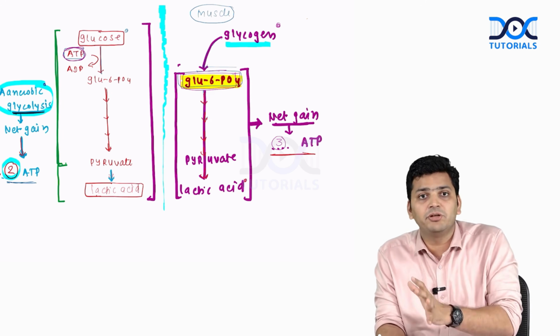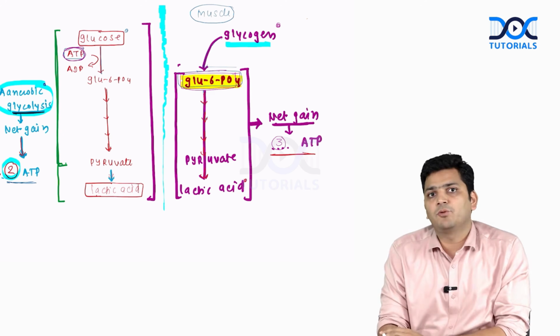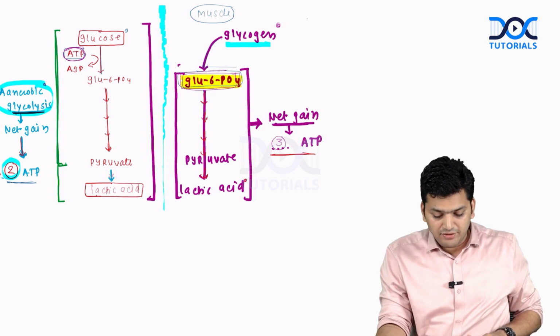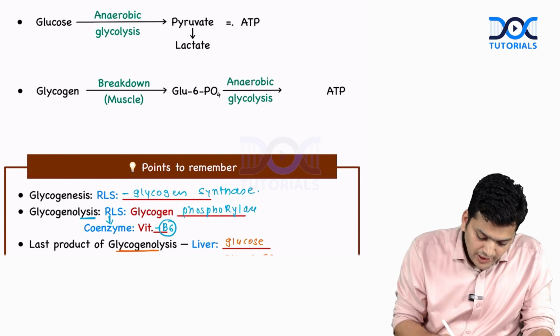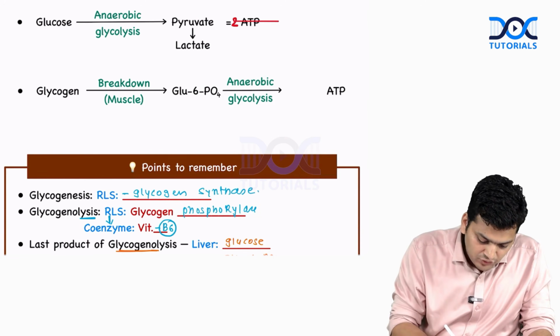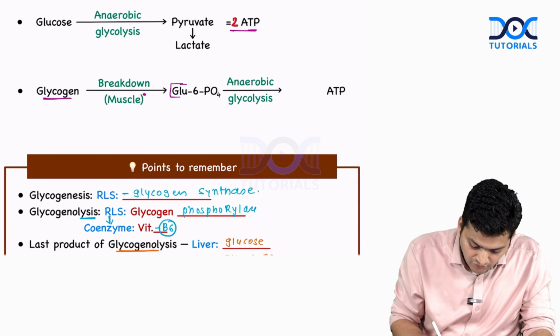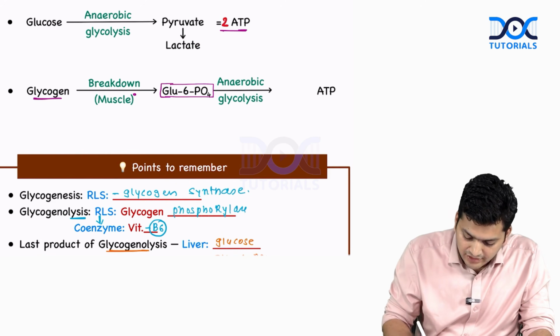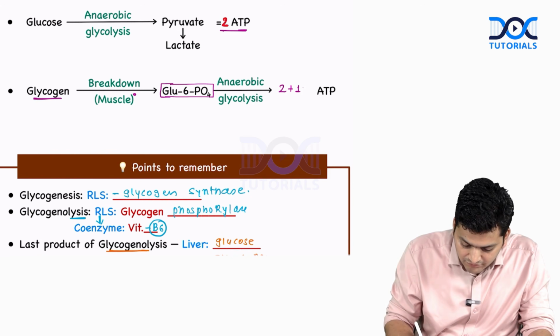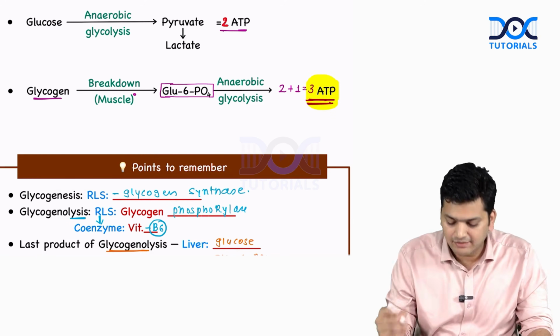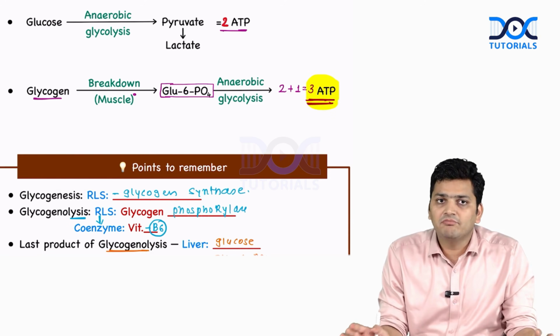So the net gain will not be 2, it is going to be 2 plus 1 comes out to be 3, because the investment will be less of 1 ATP. So the same point is written here. The glucose, when we do the anaerobic glycolysis, the net energy gain is 2 ATP. But if we do the glycogen breakdown in the muscle, the product is glucose 6-phosphate. And from there, if you do the anaerobic glycolysis, then it is going to be 2 plus 1 comes out to be 3 ATP. In fact, this is the only one of the pathway where you are generating the 3 ATP in the entire biochemistry.